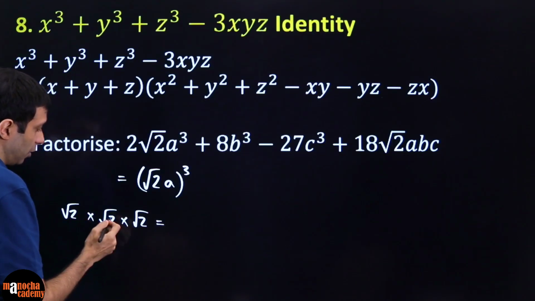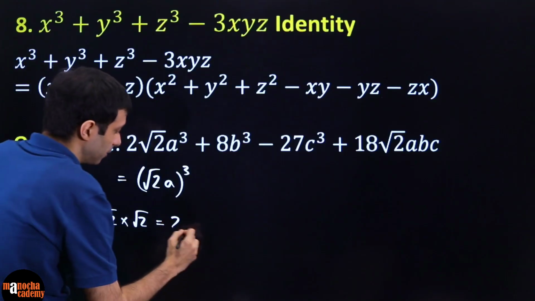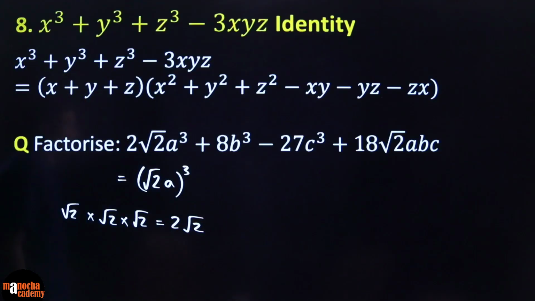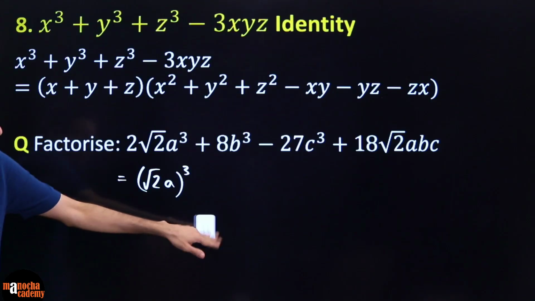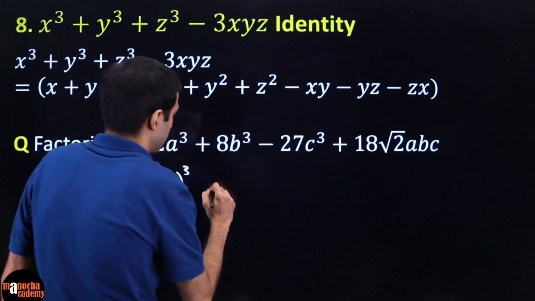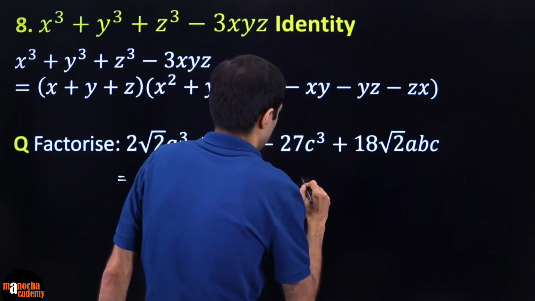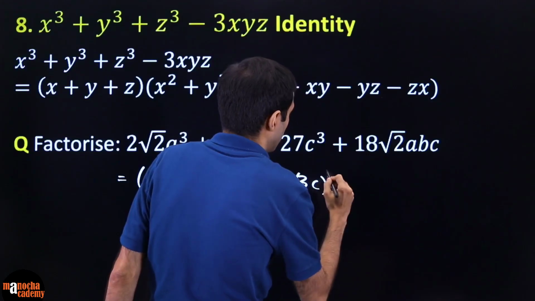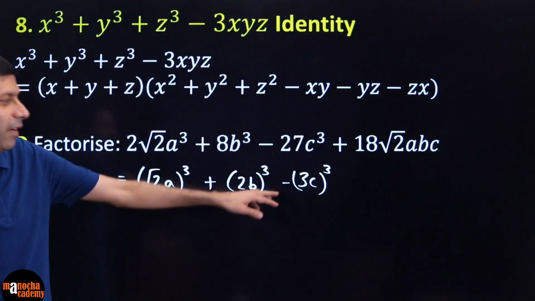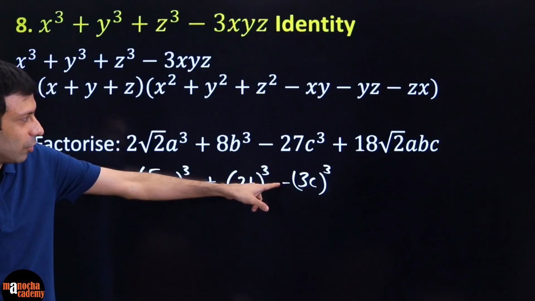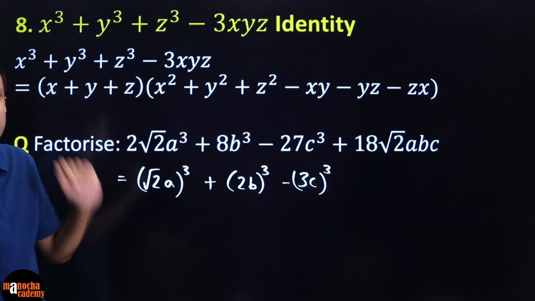Root 2 cube. So root 2 times root 2 will give you 2. So this is 2 root 2. So you are going to get root 2a whole cube plus 2b whole cubed minus 3c whole cubed. But if I write it like this, there is one problem because there is a minus sign here, but my identity has a plus sign.